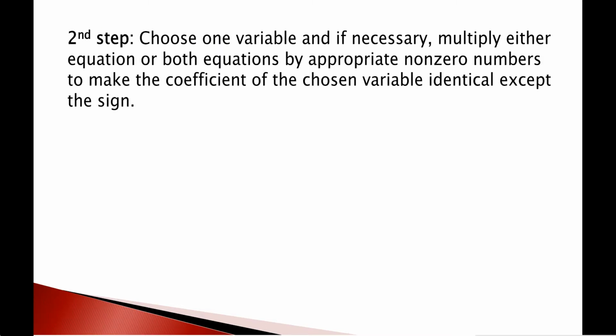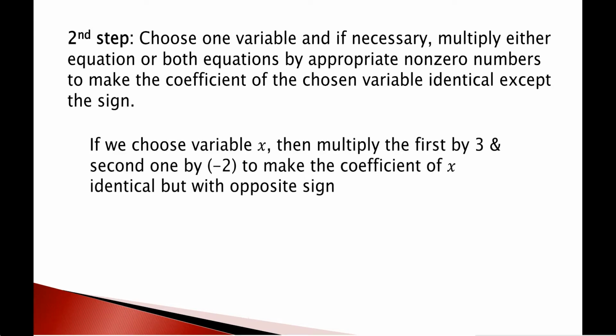Now our second step: choose one variable and multiply both equations by appropriate non-zero numbers to make the coefficients of this chosen variable identical except for the sign. For example, if we choose variable x, then multiply the first equation by 3 and the second equation by negative 2, and after that we will find that the coefficient of x is identical but with opposite sign.